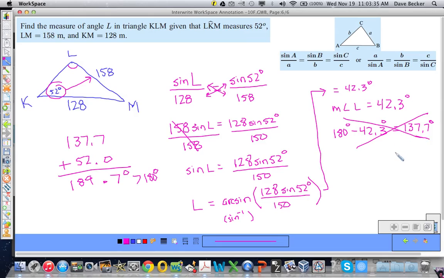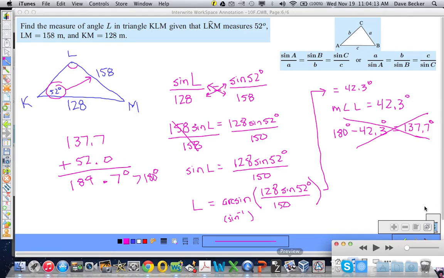So whenever you find the measure of the angle in a triangle using the law of sines, you have to subtract your answer from 180 and then check and see if it's possible by adding the given angle and seeing if it's greater than 180 degrees. If it's greater than 180 degrees, then it's not possible. But if it's less than 180 degrees, then it is possible, and you would have two different possibilities for the angle that you find. All right, hope that makes sense. That is the only example for this video.